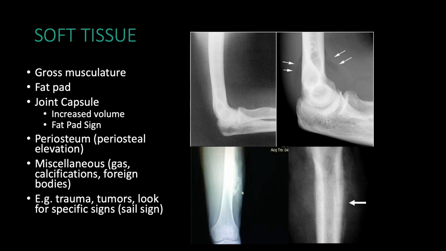You may see foreign bodies, tumors, like you see over here. Probably a possible tumor going on here. So be looking for different aspects of these in the soft tissue here.